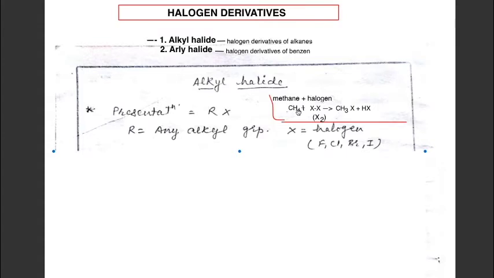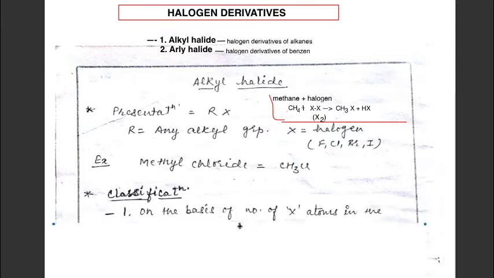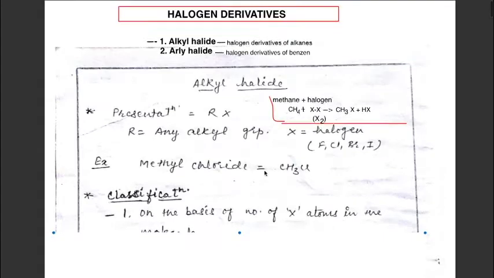if one or more hydrogen atoms are substituted by any halogen, then the compound so produced is called an alkyl halide. Now, the general representation of alkyl halide is RX, where R stands for alkyl group and X stands for halide group. Now let us discuss classification of alkyl halides.